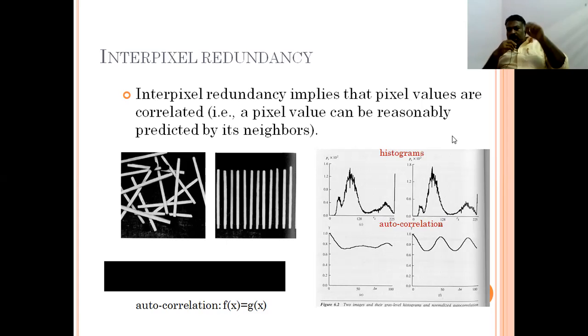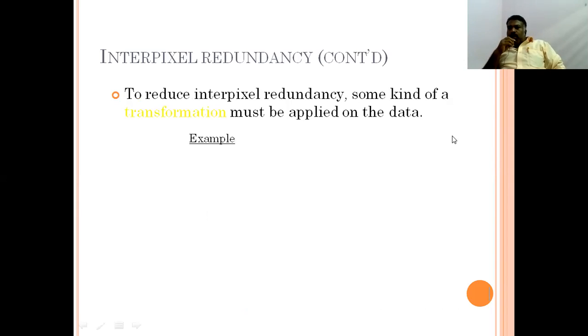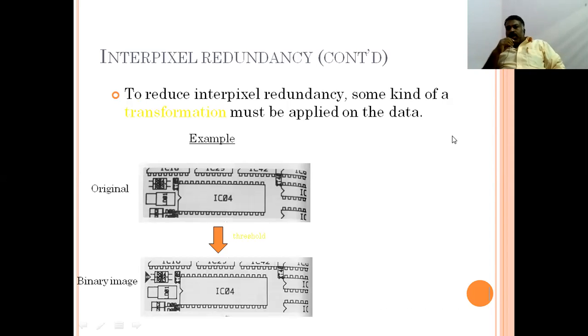So f of x is the original image, and the autocorrelation and the equivalent histogram are represented on the right hand side of this slide. The f of x means the original image, the g of x is the expected or desired one. To reduce the interpixel redundancy, some kind of transformation must be applied on the data.